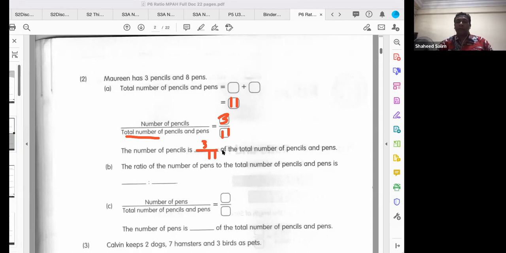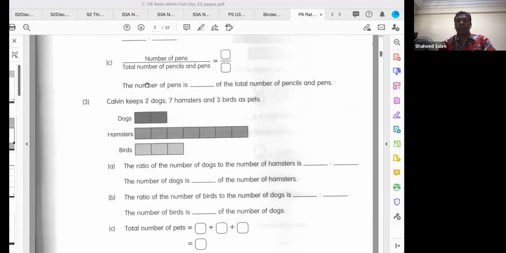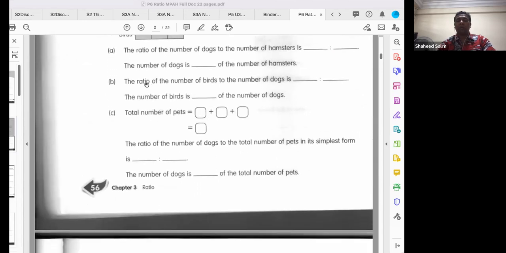Shafia can do now. The number of pens to the total number of pens is 8. Yes, 8 to 11. The number of pens is 8/11 of the total number. So I think this is okay, very easy. This is actually from your workbook, from your My Pals Are Here. So this I don't need to do anymore.